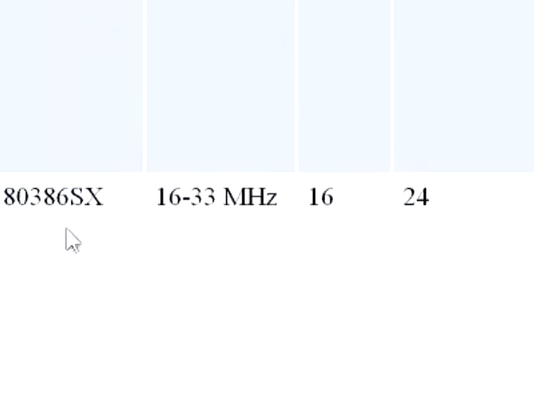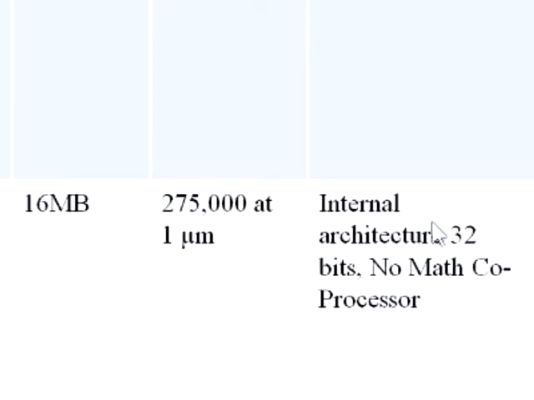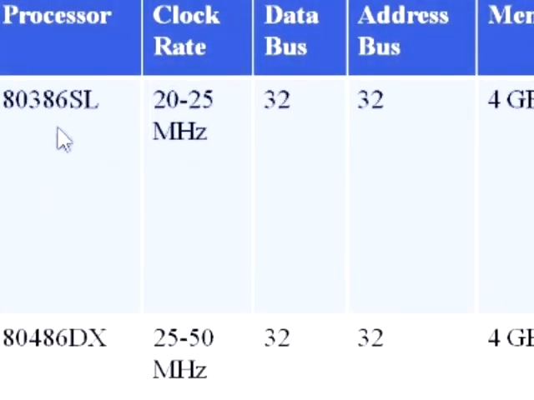The next one is the 80386SX, which also has 24 address lines. You can look at the special features. The internal architecture is 32 bits. Externally it has only a 16-bit data bus, but internally it can manipulate two 32-bit data. That is a special feature of this 386. Then you have the 386SL.